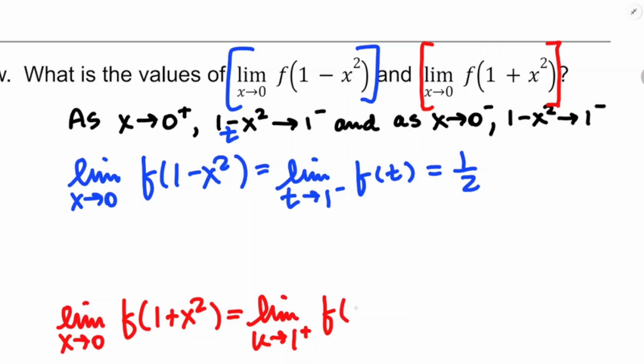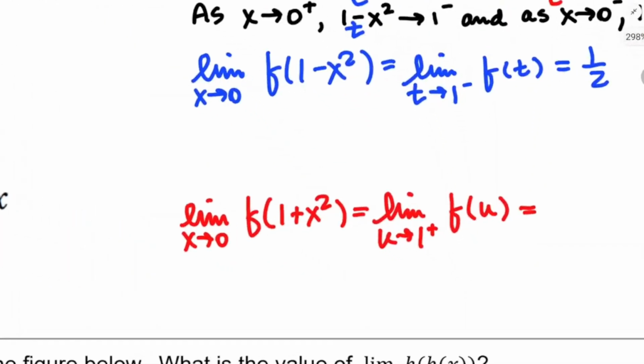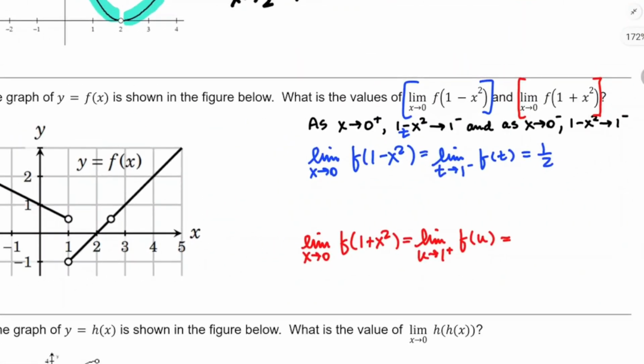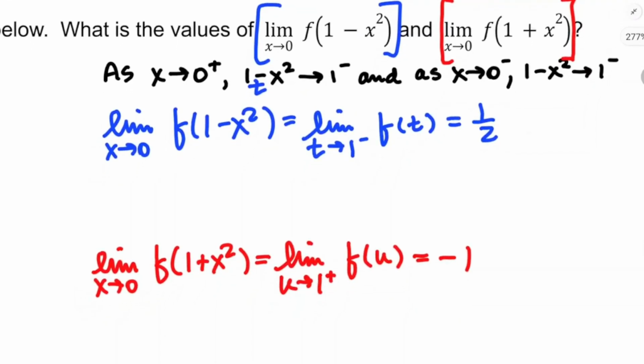f of u. And so then I'm going to say that's also something I can look up from the graph, and that's going to be, as I approach from the positive side, I'm approaching negative 1, and so it's right there. Okay, but really the reason for that is I'm thinking about each of the one-sided limits.